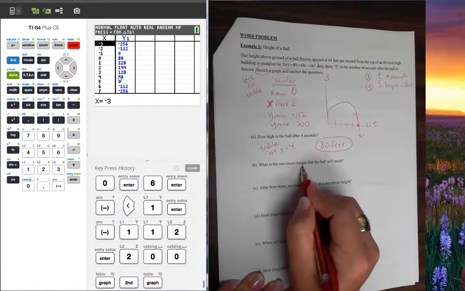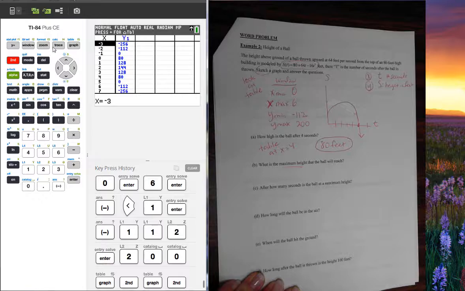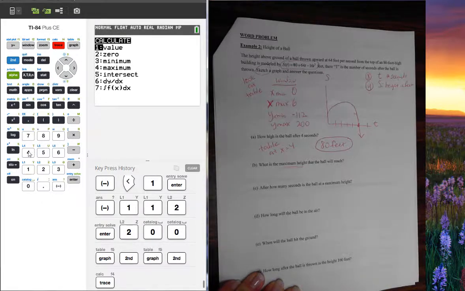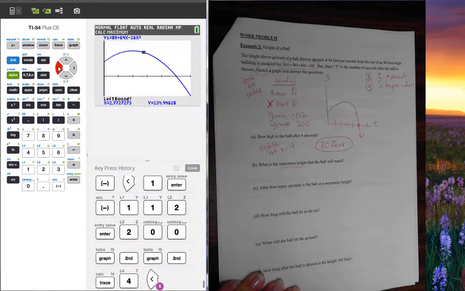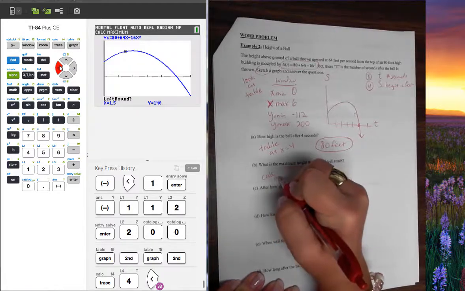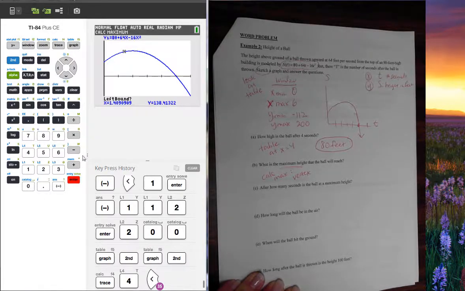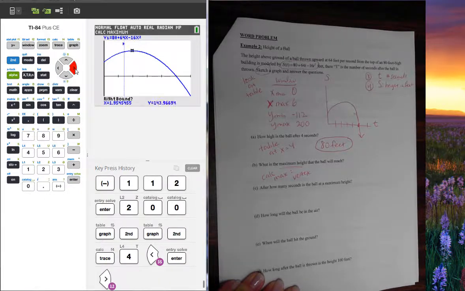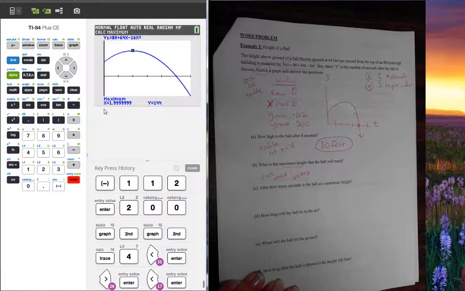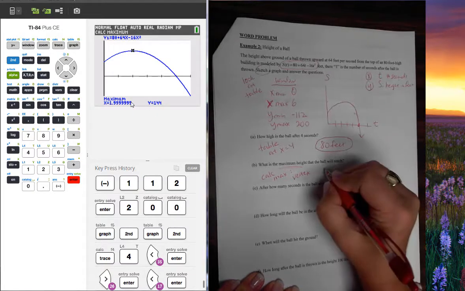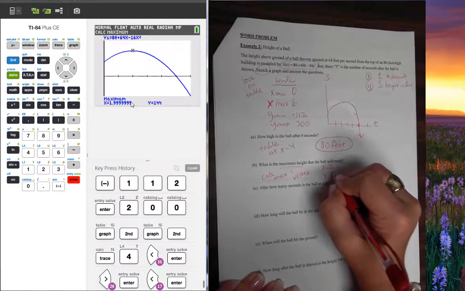What is the maximum height the ball will reach? I'm going to calculate the maximum here. And this is what we did in our other notes, left bound, right bound, and guess. I'm doing the vertex here. So I'm calculating the maximum, which is our vertex. Press enter for left bound. Press enter for right bound. And just somewhere in the middle what it looks like for the vertex of this parabola. And 144. I have this at 1.99999. So that is the x value of 2 and a y value of 144.